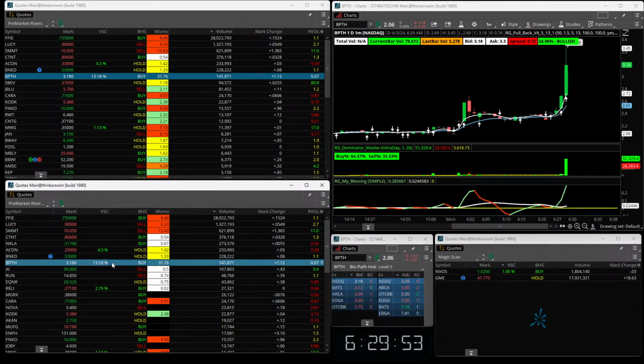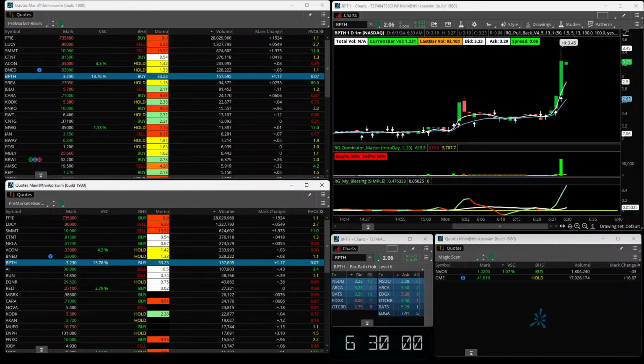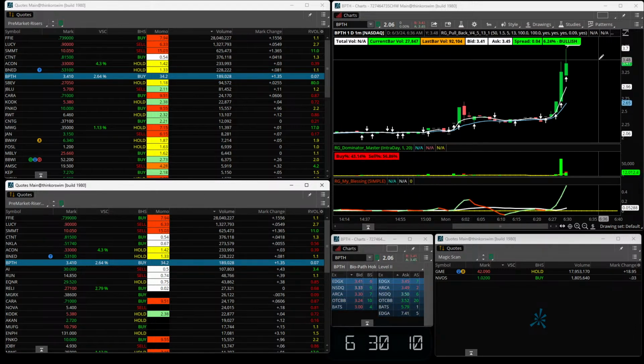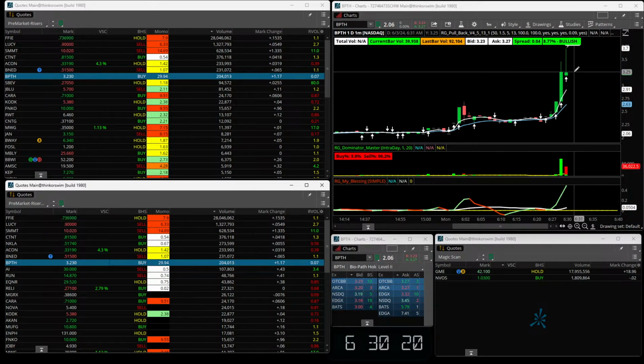BPTH flying this morning. It's currently at 318. Running on up. Nice bounce upwards. Let's see how strong the run is. Let's see if we can get a pullback play out of it. A lot of sellers. A big tall wick on the top is not good news, so be cautious here. We don't want to get in a pump and dump.